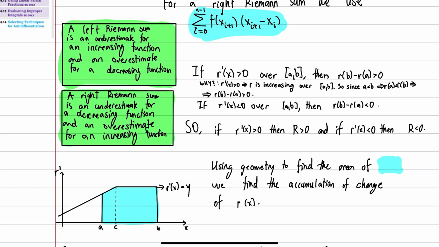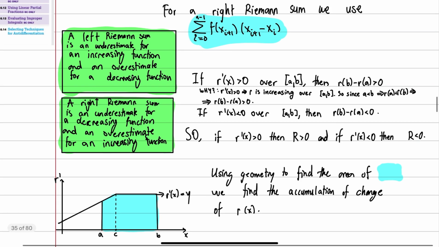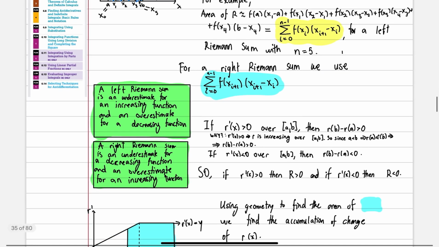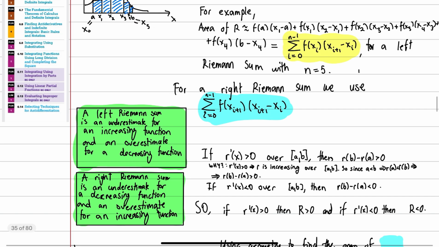Now, following this train of thought, if the rate is positive, then the net change is positive. This is pretty obvious, hopefully. What does increasing mean? Well, any two points in the interval, the lesser input has a lesser output. So of course, if the rate is positive, then the net change is positive, and if the rate is negative, the net change is negative. So, since we said that this area was the net change, if the rate is positive, then the area under the rate is positive. And if the rate is negative, then the area under the rate is negative.